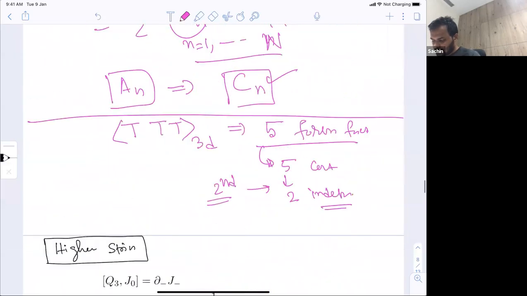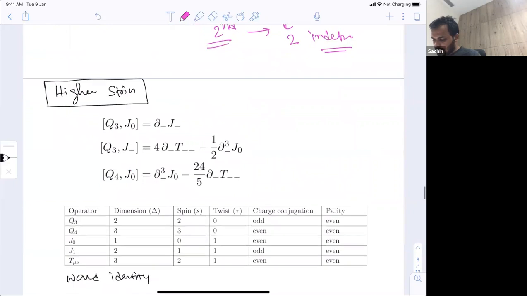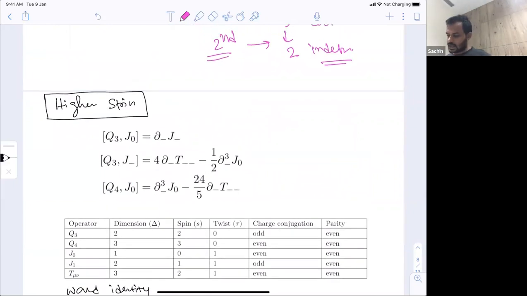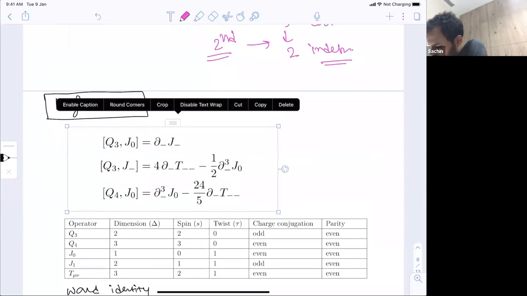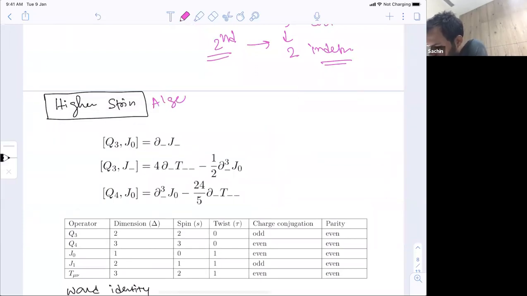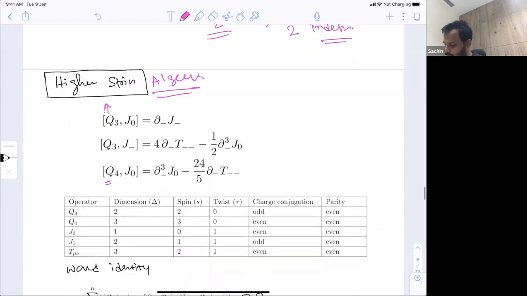So here I have written the higher spin algebra. This corresponds to the charge corresponding to the spin three current, and this corresponds to the charge corresponding to the spin four current. You can calculate the commutator of Q3 with J0, or Q3 with the spin one, or Q4 with the spin zero currents, and you will get something like this.